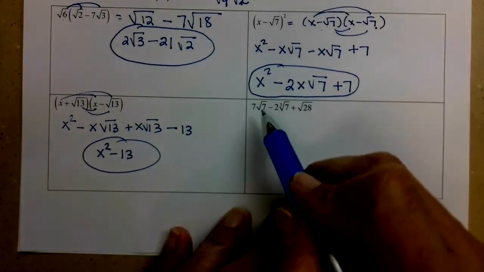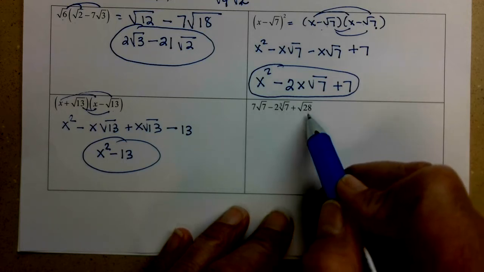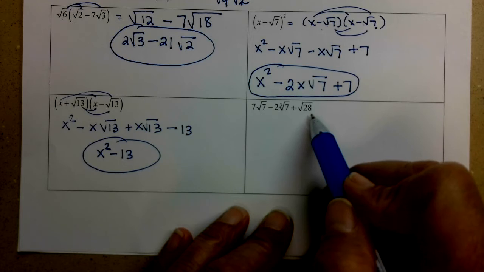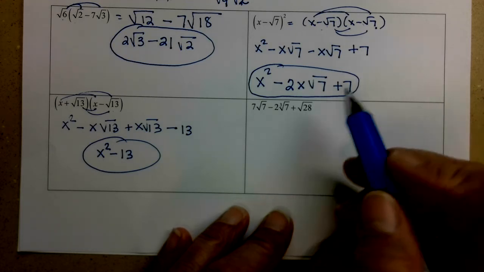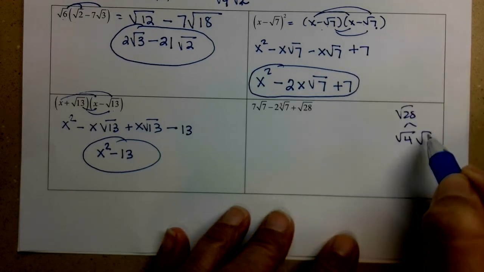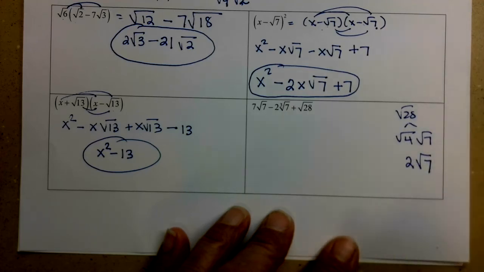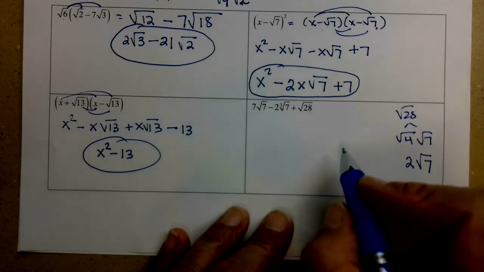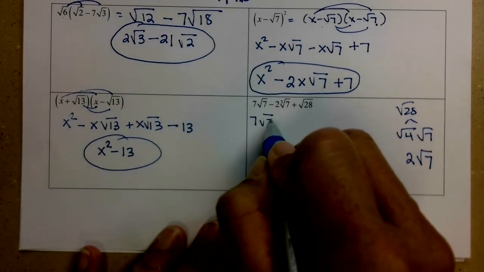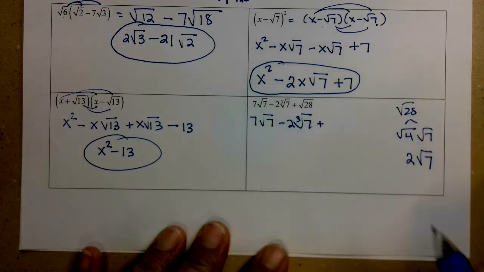Okay, and finally, I have 7 square roots of 7 minus 2 cube roots of 7, plus the square root of 28. So it looks on the right at the outset like there's nothing to do, but square root of 28 is going to simplify for us. All right, that's a square root 4 times a square root 7. Square root 4 is 2 times the square root of 7. So now I have 7 square roots of 7 minus 2 cube root of 7 plus 2 square root of 7.